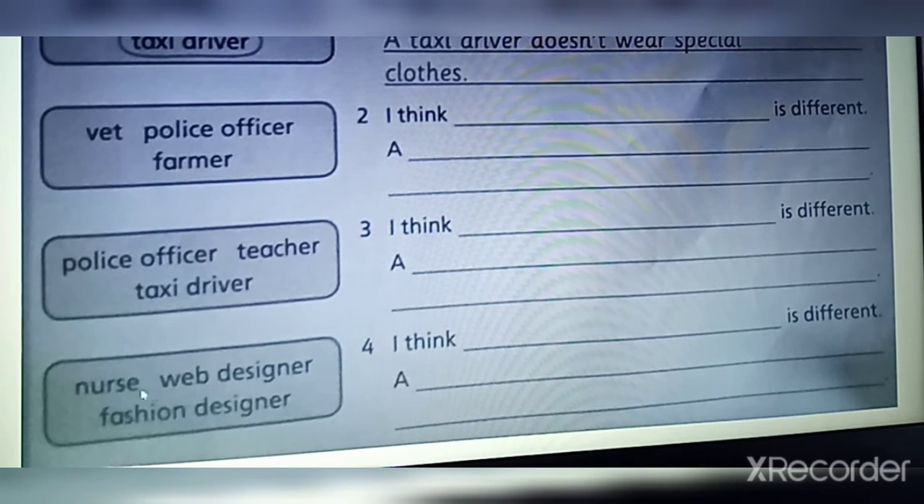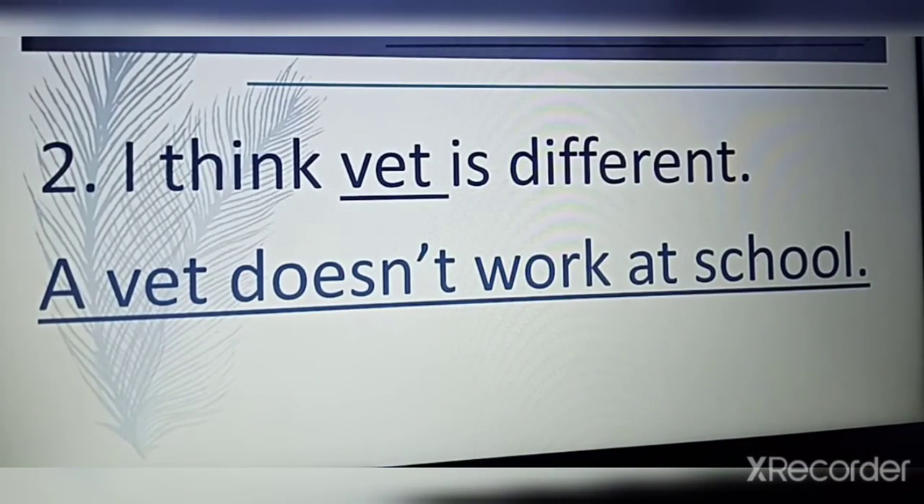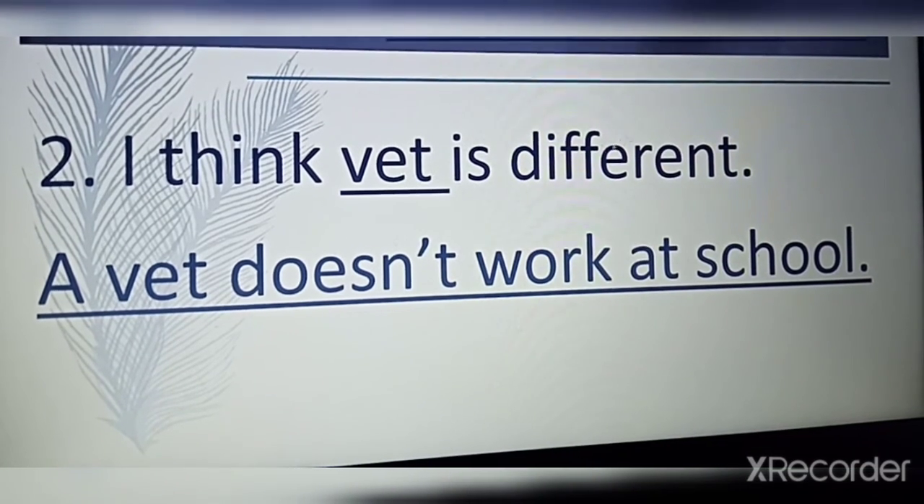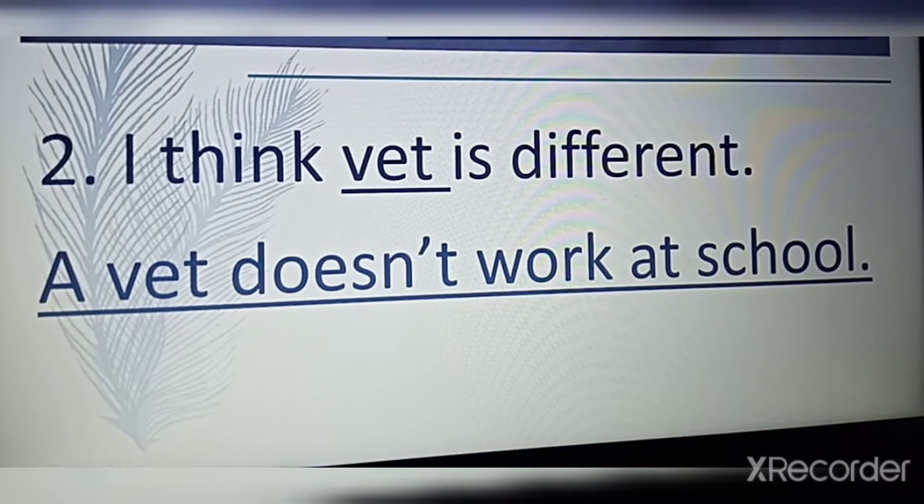I think nurse is different. Why is a nurse different? Because a nurse doesn't wear what? A nurse wears white clothes. For example, in number 2, if we're going to use vet, I think vet is different. Why is vet different? A vet doesn't work at school. Understood?